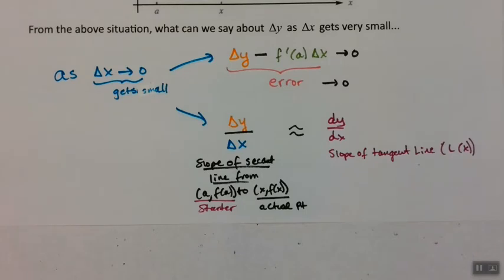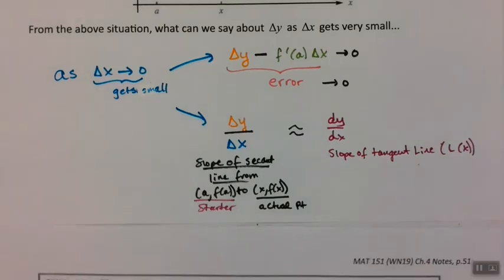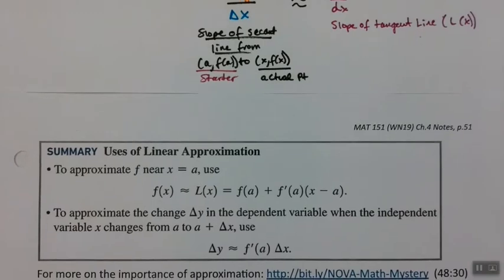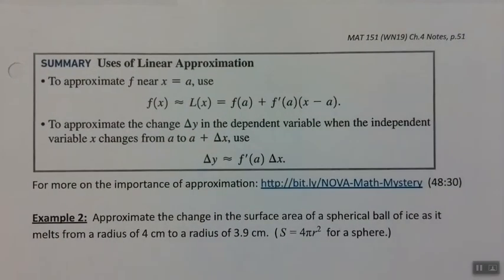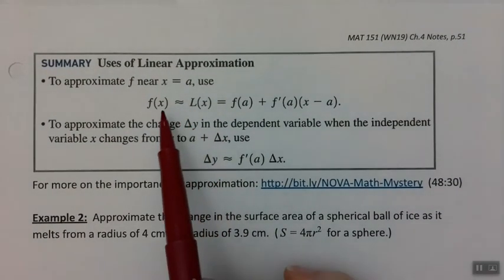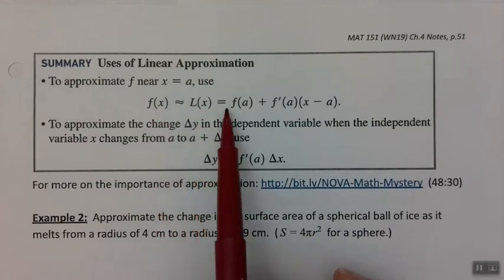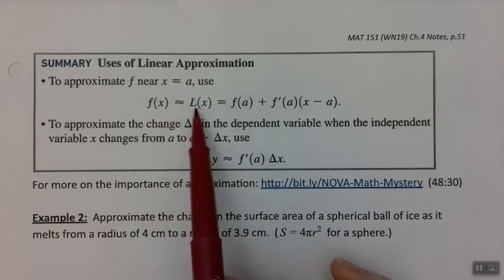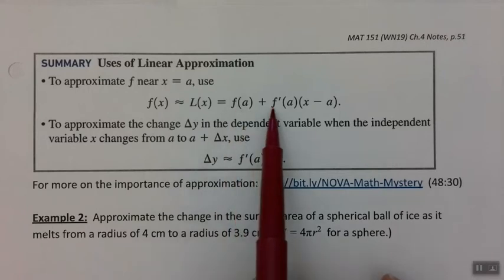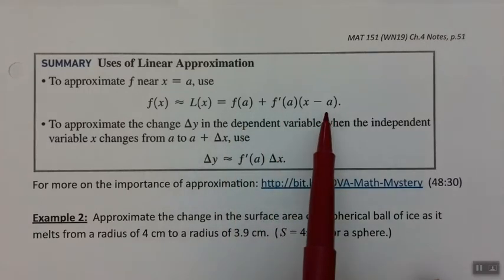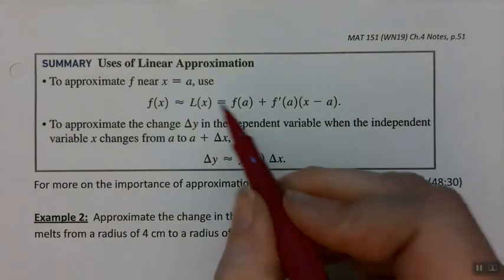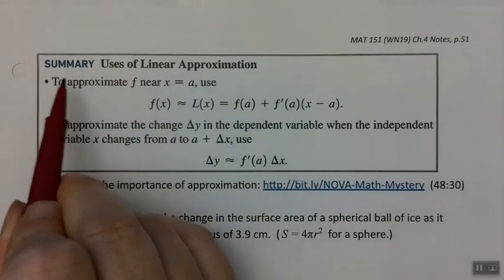And that leads us to our next definition box. So right here, we would say that the linear approximation, f of x is approximately L of x, which is equal to, y equals L of x, which is equal to f of a plus f prime of a times x minus a. So this is the linear approximation idea, so that's the summary of that.